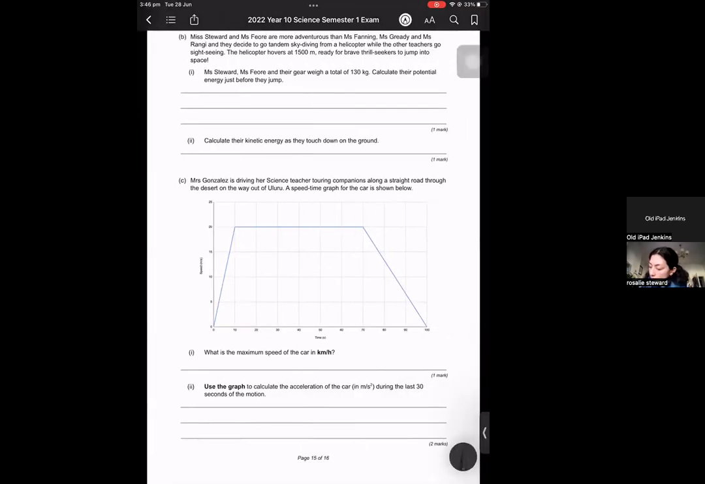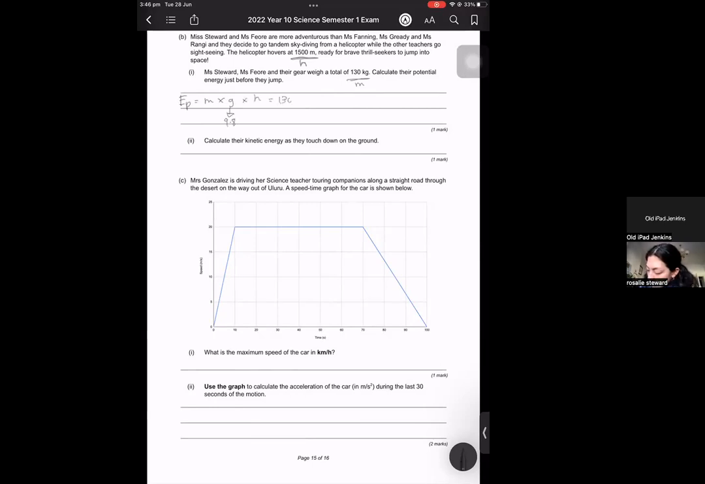Okay. So next we have, what have we got here? We've got a mass of 130 kilograms, and a height. We're in a helicopter, so we're going to call that a height of 1500 meters. And what are we trying to find? Their potential energy. So potential energy here is simply mass times the gravitational field strength, a constant, which is always 9.8, times height. And all I've done to find this formula is look at my formula sheet.